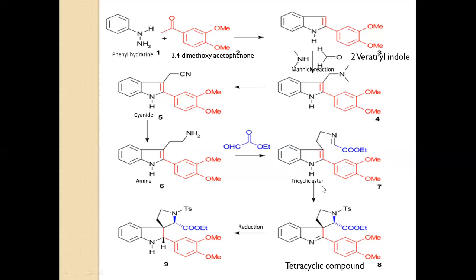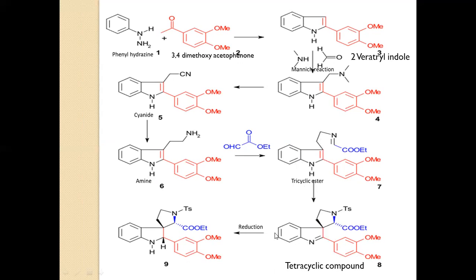This tricyclic ester undergoes cyclization. Cyclization means ring closure. In the presence of tosyl chloride, it undergoes cyclization. Here it is a tricyclic ester. Here you will get the tetracyclic compound. Tri means 3, 3 rings are present. We call it a tricyclic ester. On cyclization, that is ring closure of this molecule, you will get another ring here. So finally we will get a tetracyclic compound.